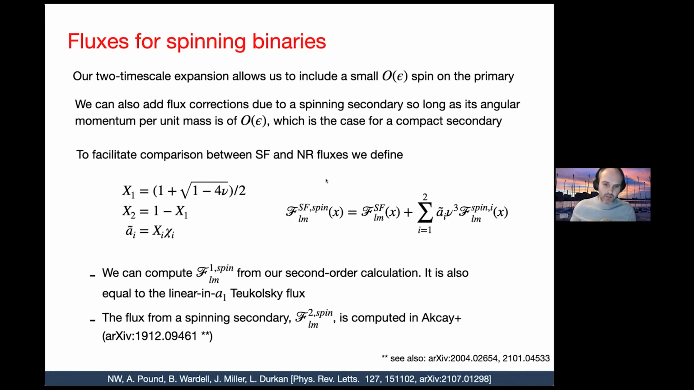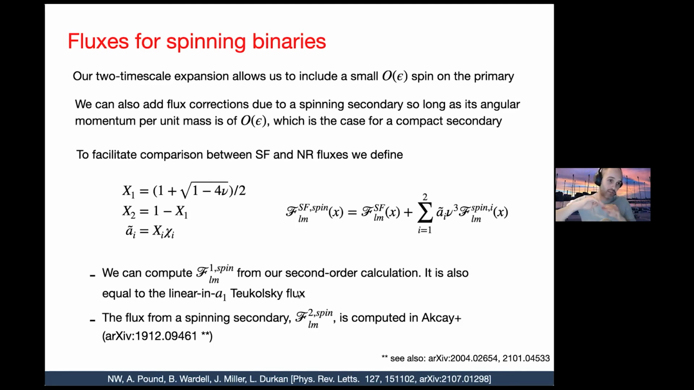To facilitate those comparisons, we define a few extra symbols. These are basically ways of mapping between the small mass ratio and the symmetric mass ratio, just the same as we did q to nu, though when you're mapping spins it's a little bit extra. Now we can compute this linear in spin calculation, this F1, the flux due to the spin on the primary, directly from our second order calculation, and we have. But it happens to also be equal to the linear in a1 Teukolsky flux.